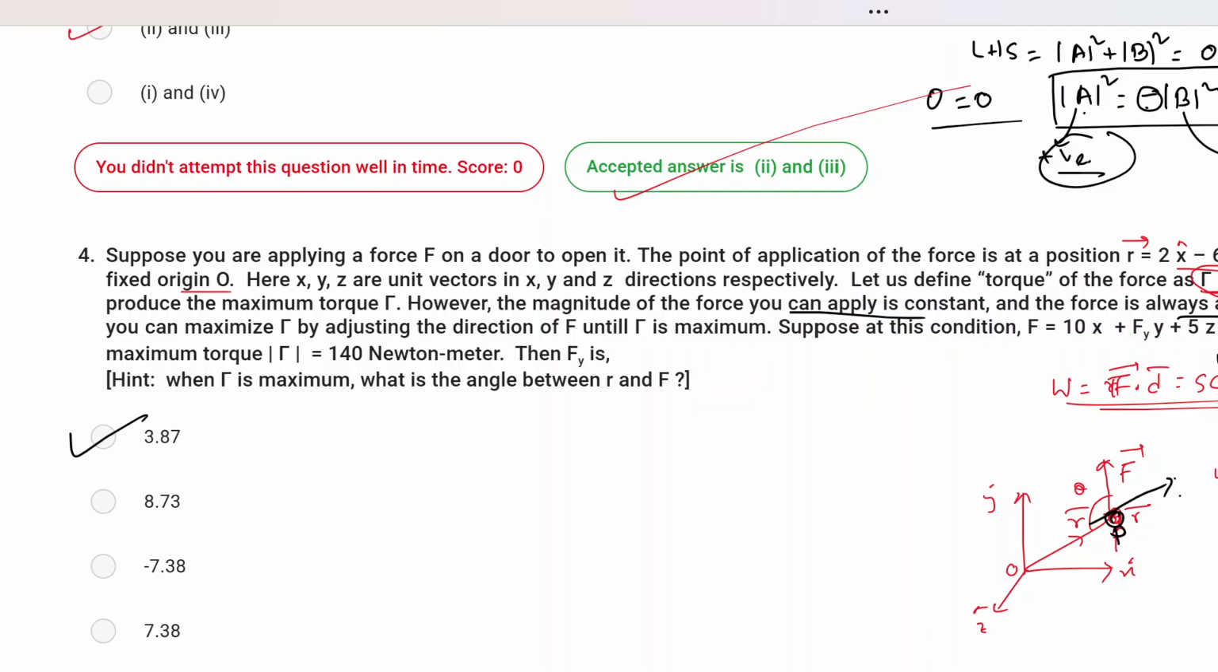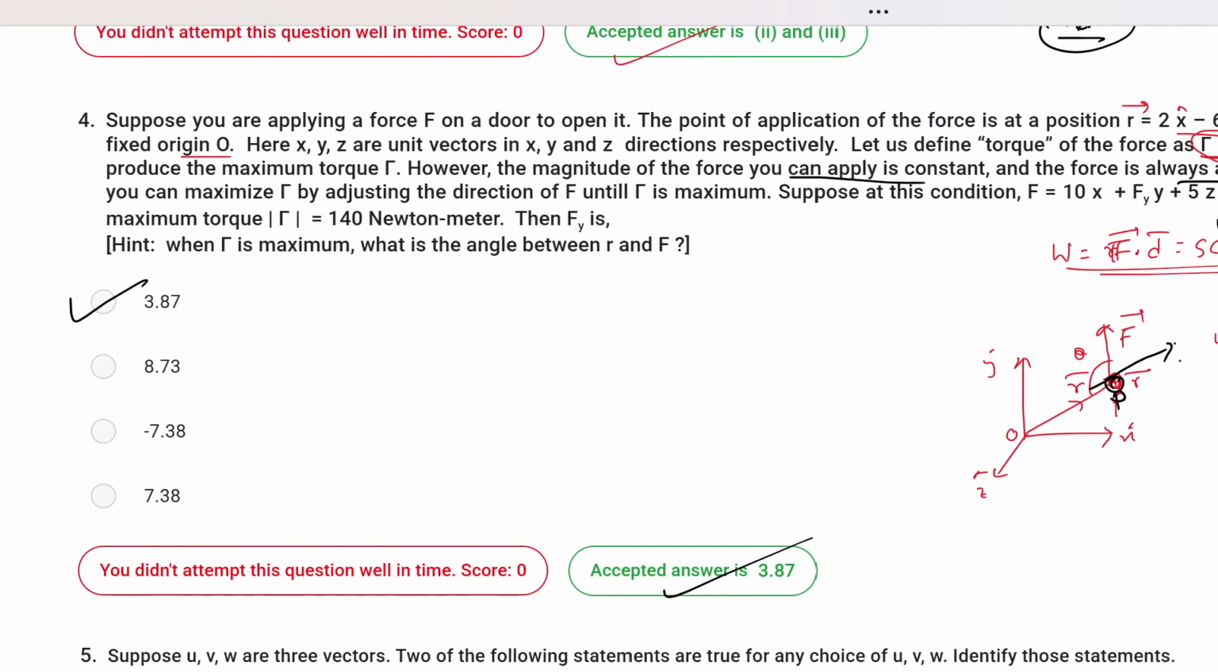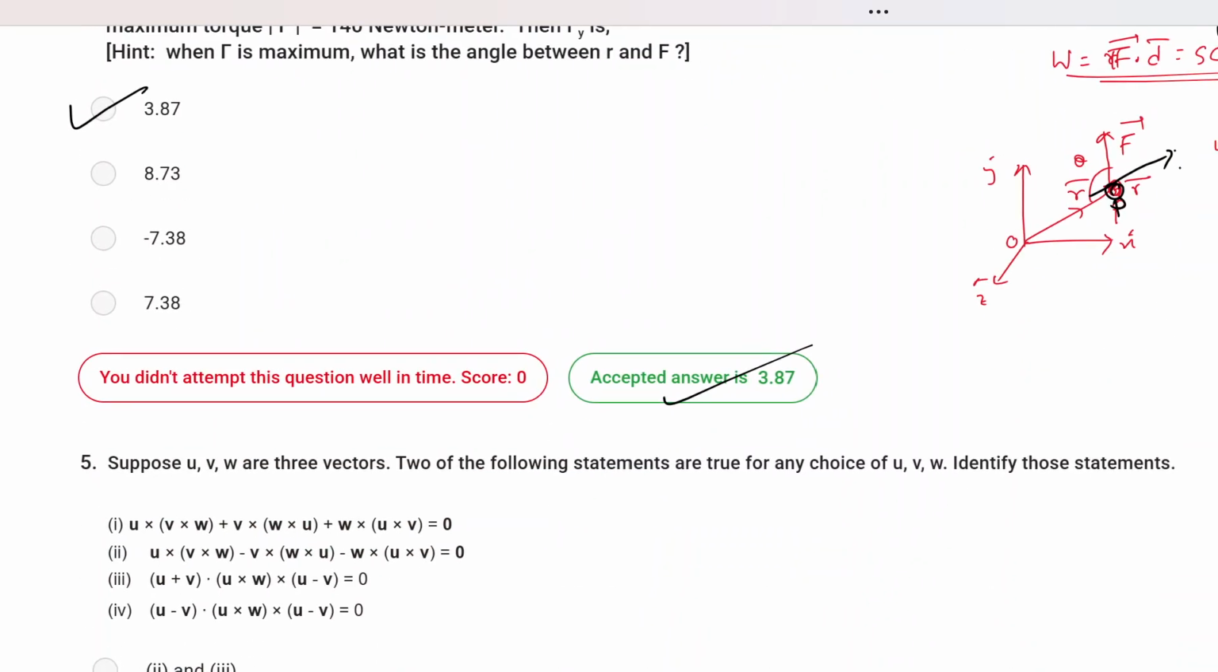Then I will move on to question number 5. Question number 5 is about three vectors u, v and w, and there are four statements given again in terms of these three vectors, and you have to choose which of the statements are true. Again, these are called vector identities. So I will mention some of the vector identities because they will come in handy whenever you solve further problems, any kind of problems or assignments on these vectors.